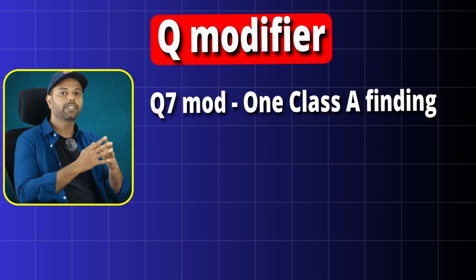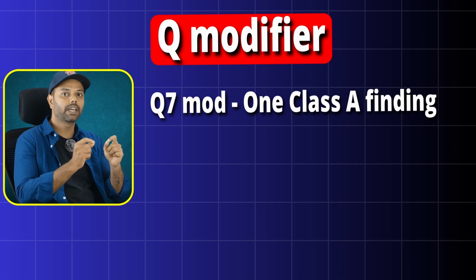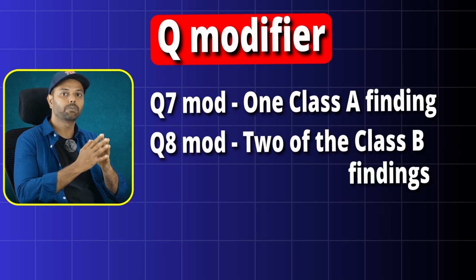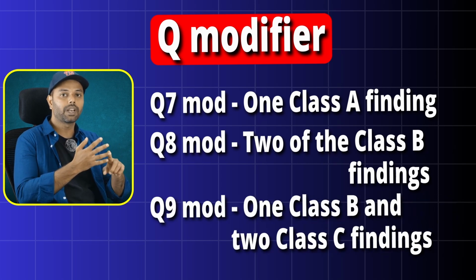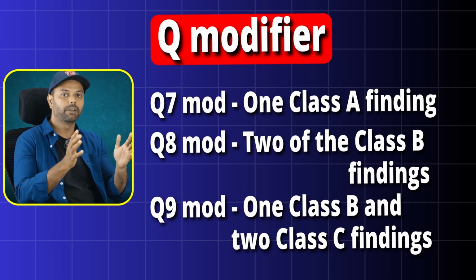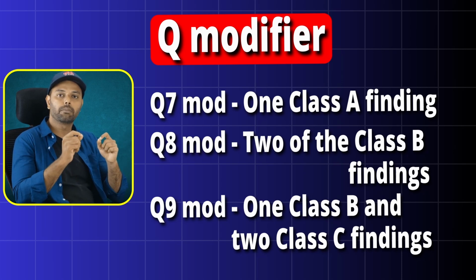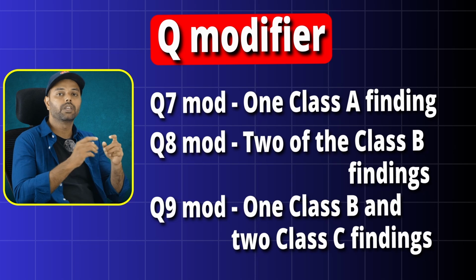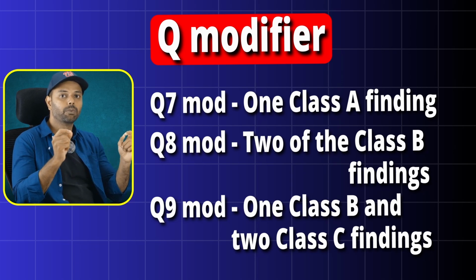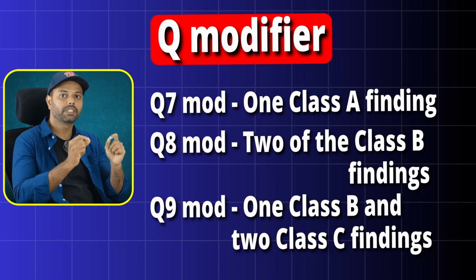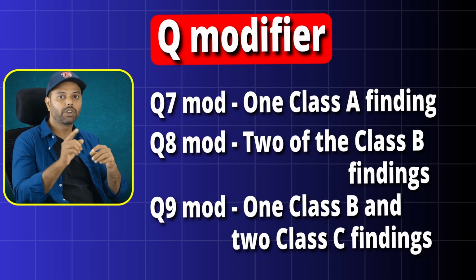Now let's see how to pick the right Q modifier based on Class A, Class B and Class C findings. When the patient has only Class A findings, then you have to pick the Q7 modifier. When the patient has 2 Class B findings, then you have to pick the Q8 modifier. When the patient has 1 Class B finding and 2 Class C findings, then you have to pick the Q9 modifier. When the documentation is incomplete and you're not able to pick the right modifier, then educate your provider. You cannot assume and give any Q modifier. You have to be specific on the Q modifier based on your documentation.